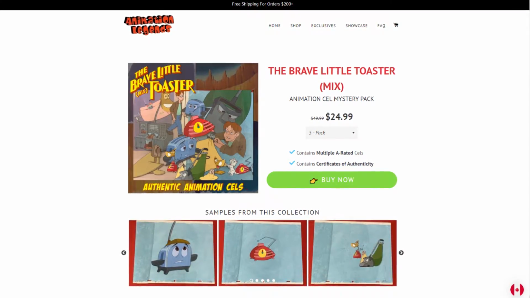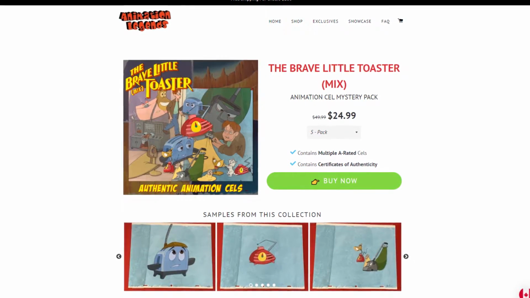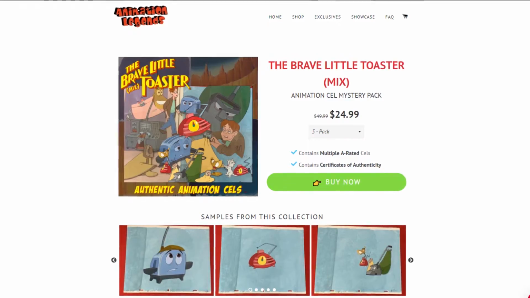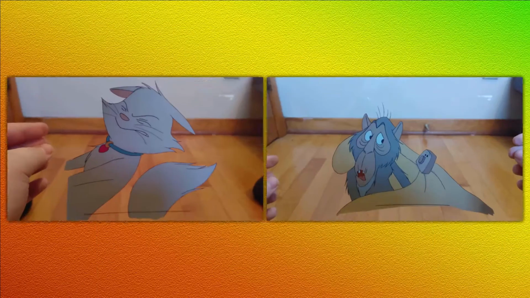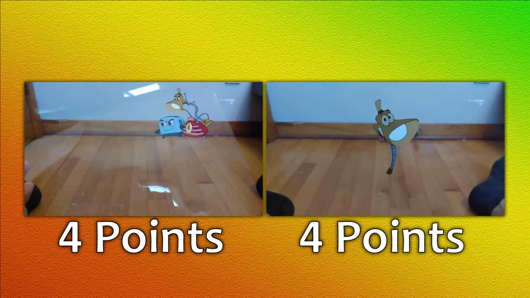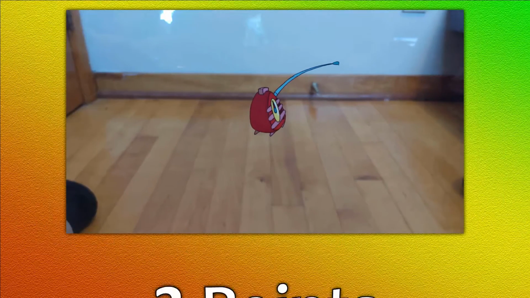And that brings us to the end of the package. So just for diarrhea and hilarity, let's give this whole package a rating. So because I received 5 cells, and each cell would receive a rating of 4 points, this package will be rated out of 20 points. So in this package, we got 2 cells with 4 points, 2 cells with 2.5 points, and 1 cell with 2 points.